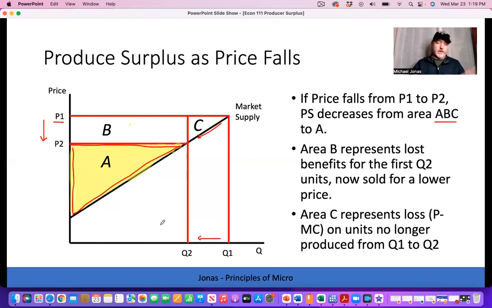And we should be able to, right, attribute the losses to one of those two things. It's either area B, which is the lost benefit because of the lower price on, right, the units that we are still selling out to Q2, as opposed to area C, which represents the loss on the units that we're no longer producing. Right? We can't have a surplus on units that were not being sold. Right? So area B, the change in price, area C from the change in quantity. In both cases, just the direction is going to be different.